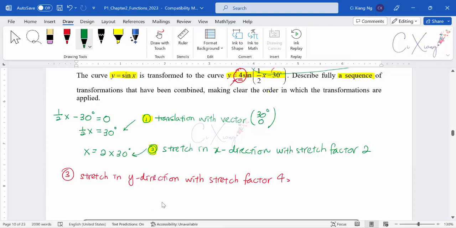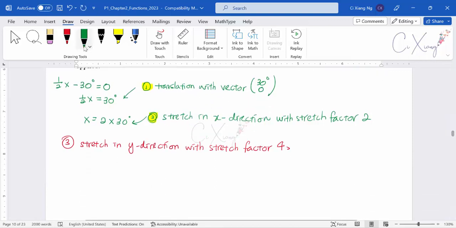Okay, so the correct answer for this question, you can try to consider it this way. Either you can start with the first transformation, which means translation, with the vector 30 degree and 0. Then the second transformation will be a stretch in x direction, with a stretch factor 2.